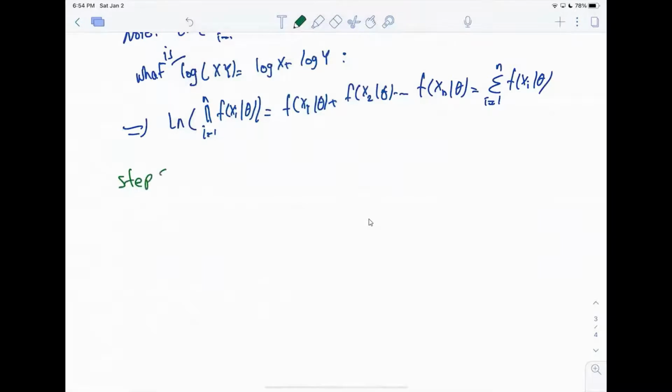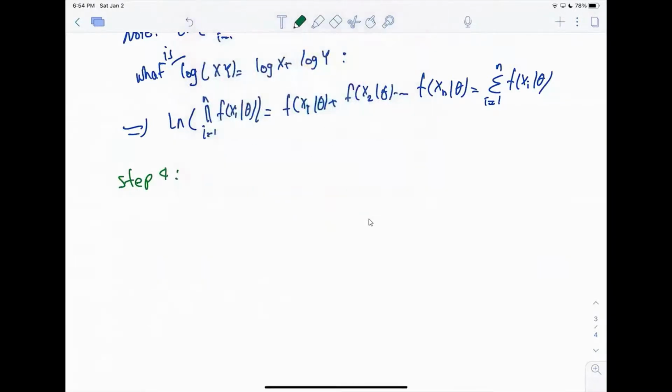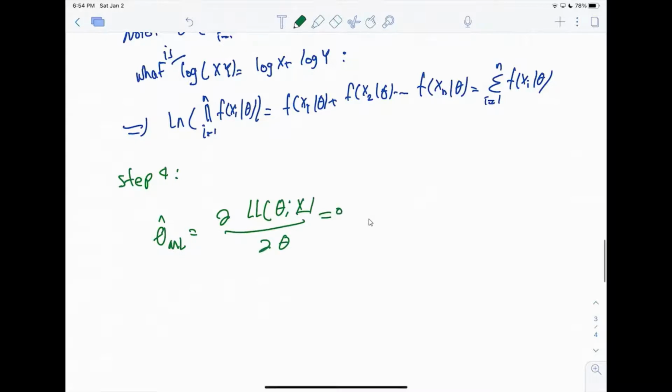Let's go back to our color, right? Step 4. Now we do what? For theta ML, we take a derivative of the log likelihood with respect to theta and set it equal to 0. The argument of theta that maximizes it, where the derivative is equal to 0, is the maximum likelihood estimate.